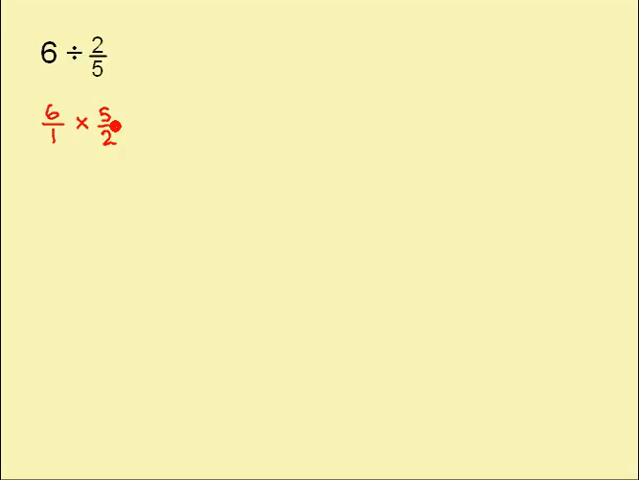Now 2 goes into 2 once and it goes into 6 3 times. Multiplying gives me 3 times 5, which is 15, over 1 times 1, which is 1. And 15/1 is the same as 15. So the answer to this question is 15. So remember, if you see this kind of question, any whole number can be written over 1.